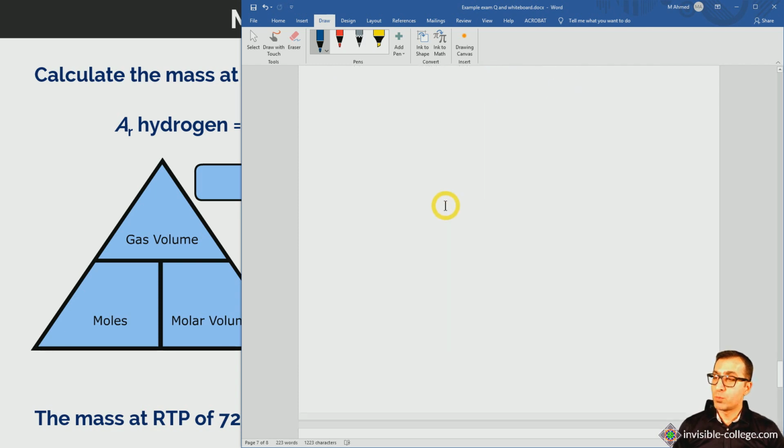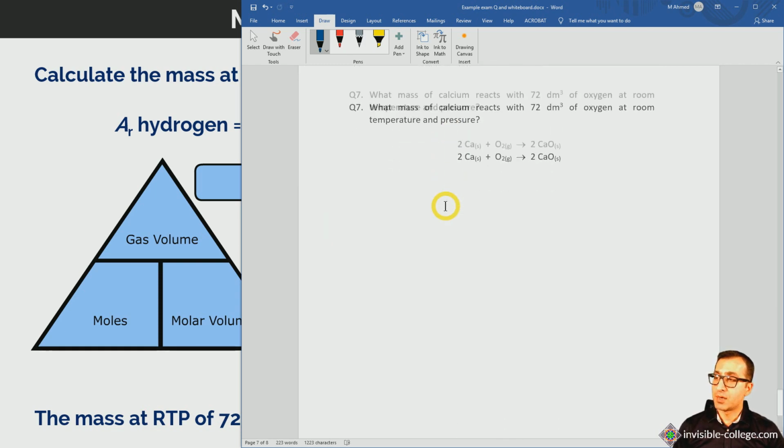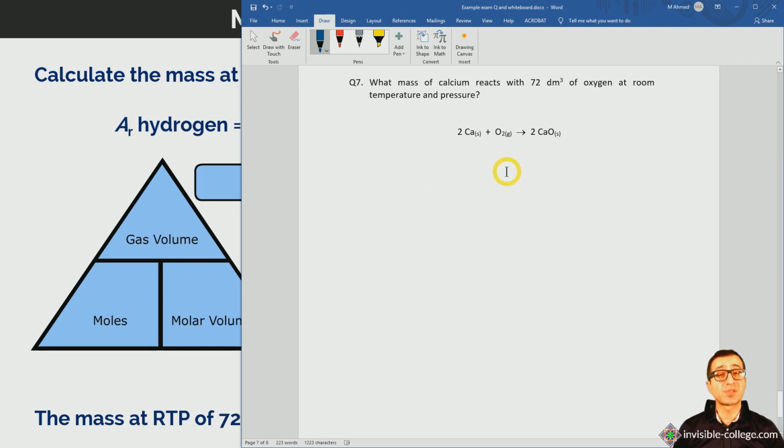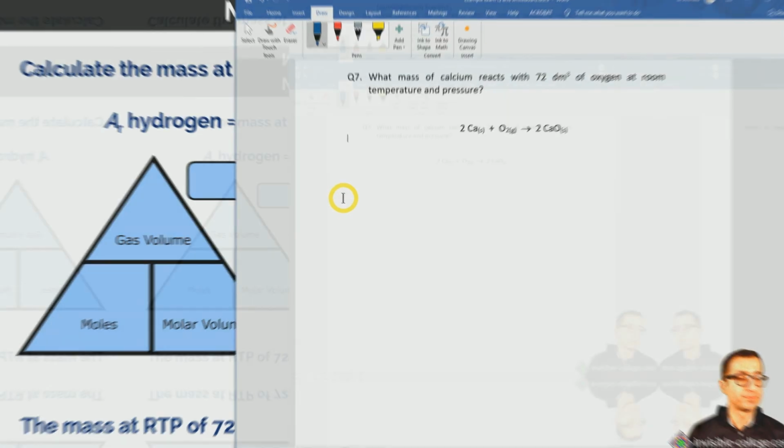So let's have a look at one final one about gas volumes here. What mass of calcium reacts with 72 cubic decimeters of oxygen at room temperature and pressure? So here we have the equation. Have a go at this one for yourselves, and then we'll go through the solution.